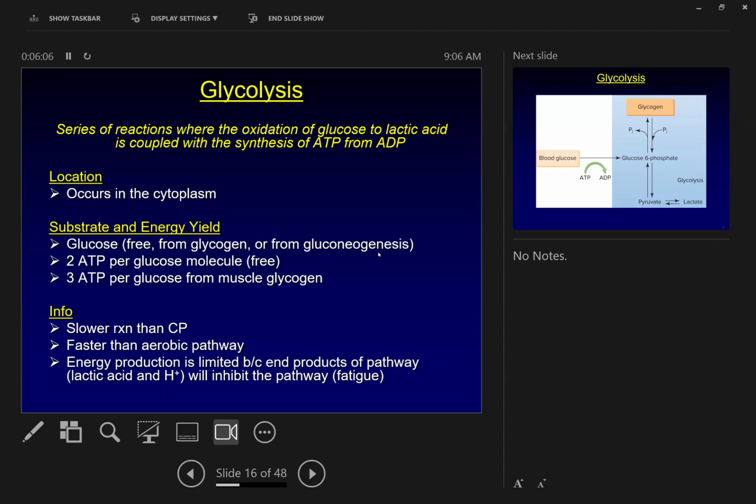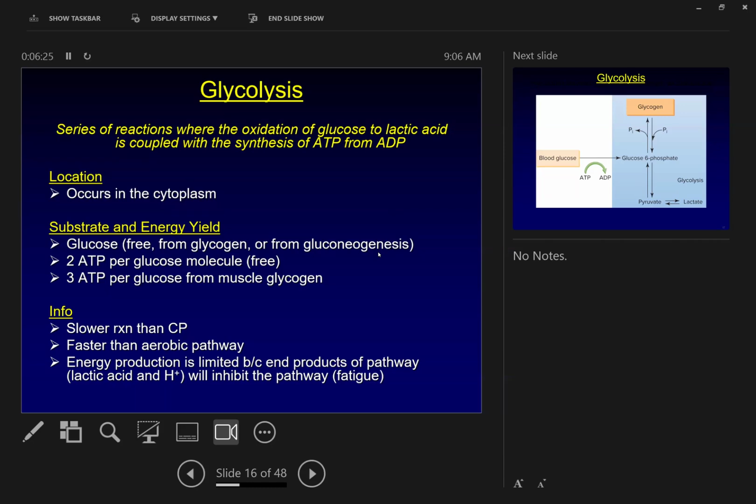Going all the way to making lactic acid allows us to keep the process going. I'll show you why and how in a couple of slides. But it also produces hydrogen. Lactic acid is an acid. It makes the intracellular environment more acidic, and that causes problems.